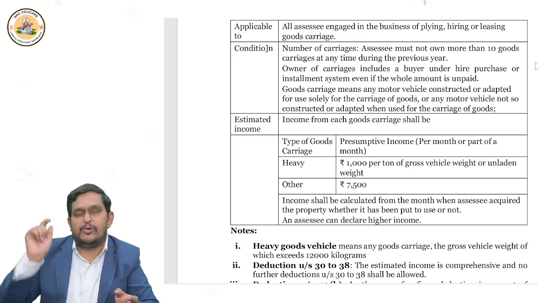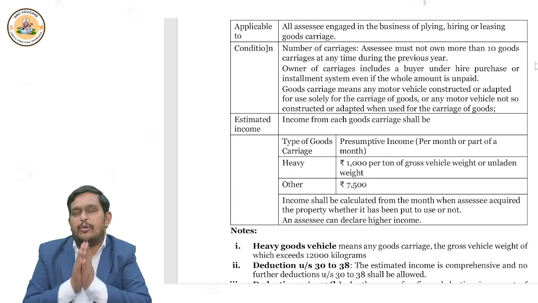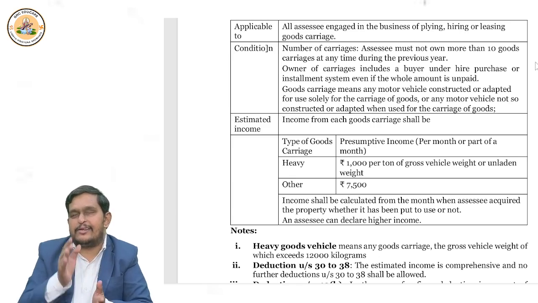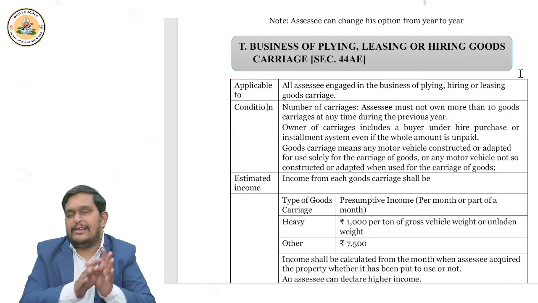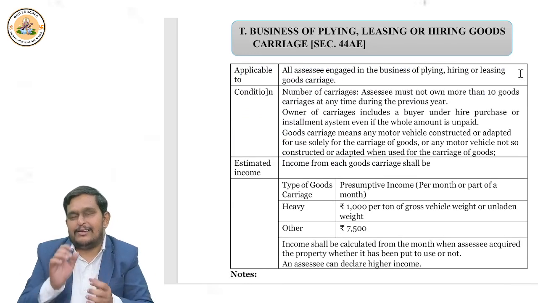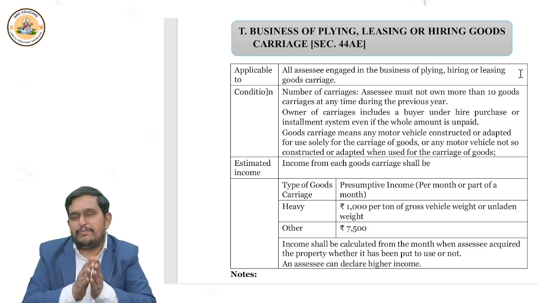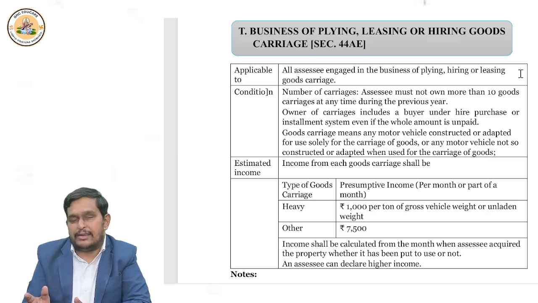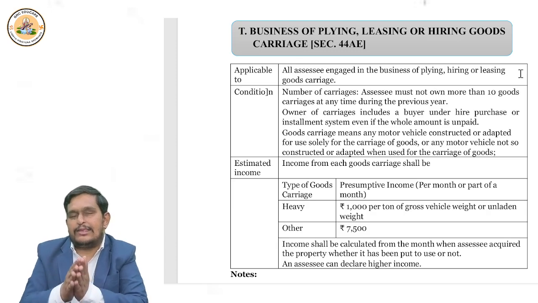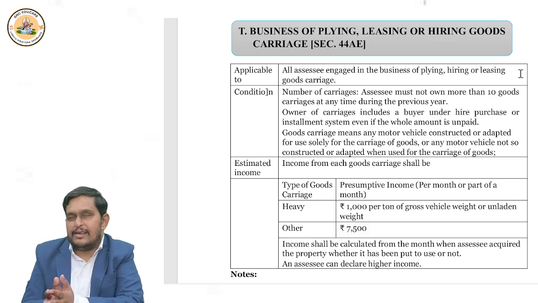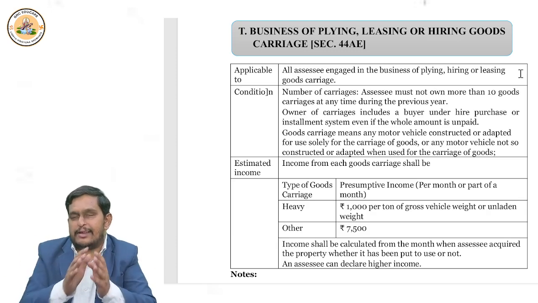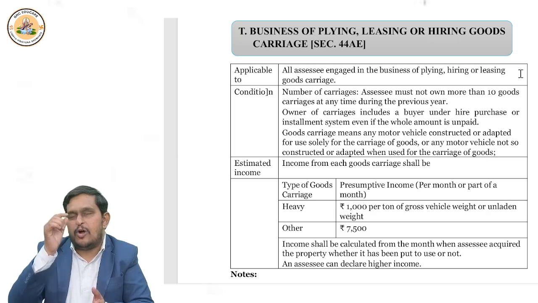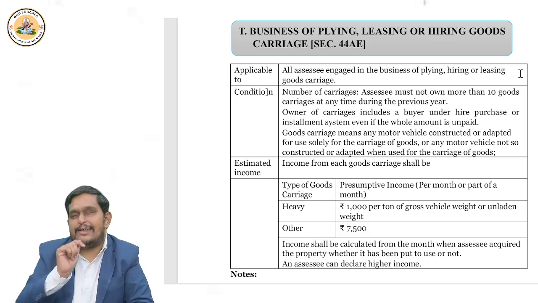So final recap we'll do for this section, right? To whom does this section apply? For those assessees who are into plying, hiring, leasing goods carriage vehicles. How many vehicles? Not more than 10 throughout the year. Third, small vehicle 7,500 per month per vehicle. Heavy vehicle 1,000 per ton per month. Right? Heavy vehicle means 12,000 kgs or more capacity. So if it is below, it's a small vehicle. 30 to 38 deductions not allowed. Depreciation not allowed. But 80C to 80U or set off and carry forward, yes, they are allowed.